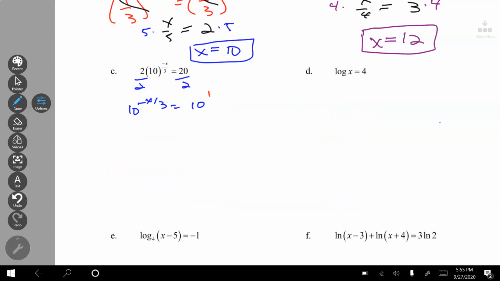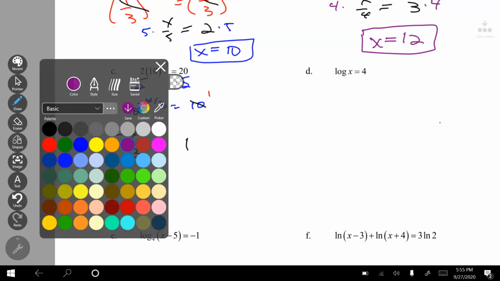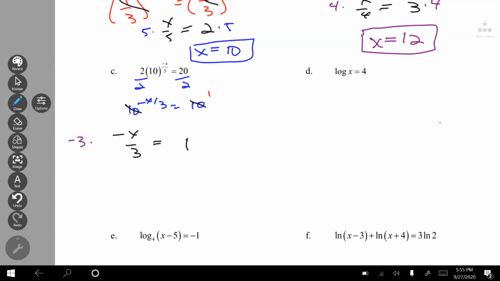So I'm doing the same process for part C. I divide it out by the 2, and I get 10 raised to that exponent is equal to 10, or 10 to the first. I have the same base now. Negative x over 3 is equal to 1. I can multiply by negative 3 on both sides, and the negatives cancel. I get x is equal to negative 3.